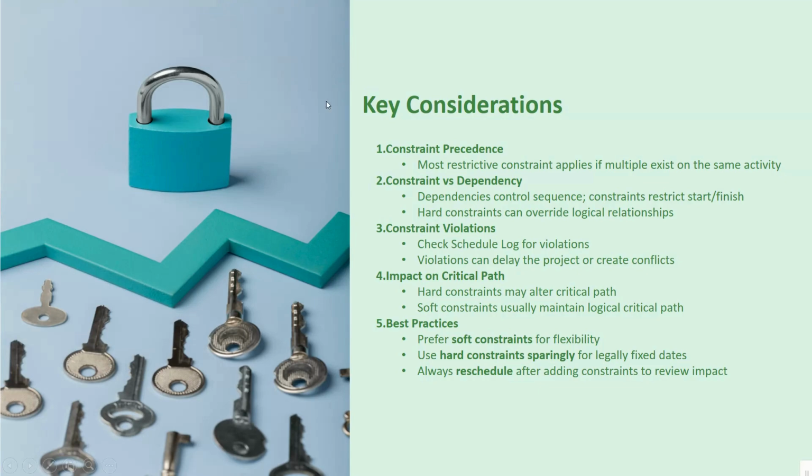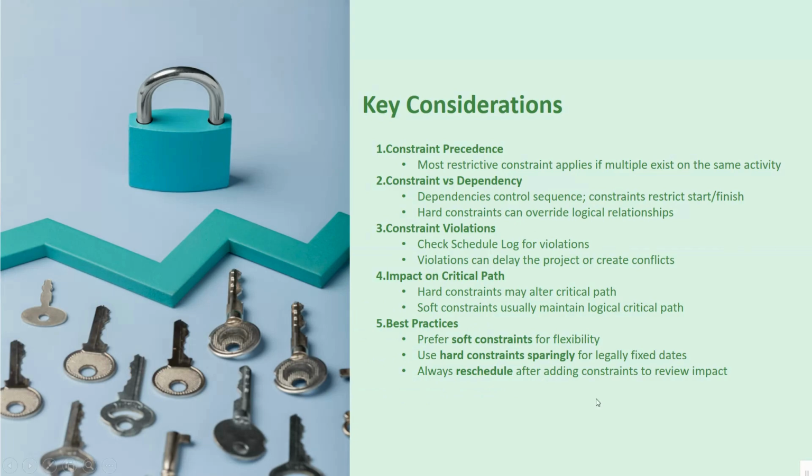Okay, so second, we have constraints versus dependencies. Dependencies control the sequence; constraints restrict start and finish. A hard constraint can override logical relationships. This is a common point of confusion. Remember, dependencies control the sequence of the task: Task A must be finished before Task B can start. This was the example. The constraints simply restrict when a task can start or finish. So a hard constraint can actually break a logical dependency, which is why you have to be so careful with them.